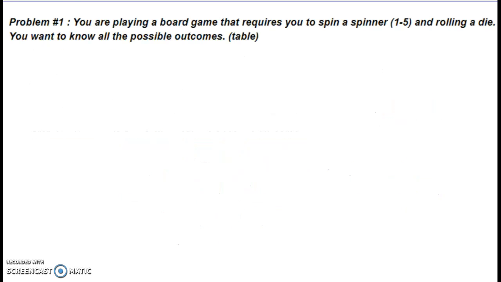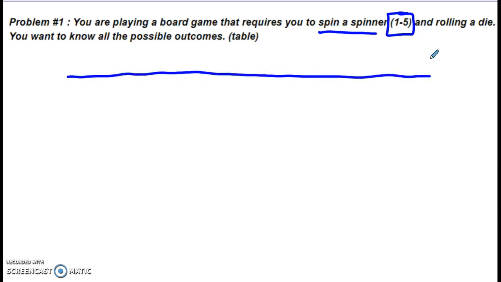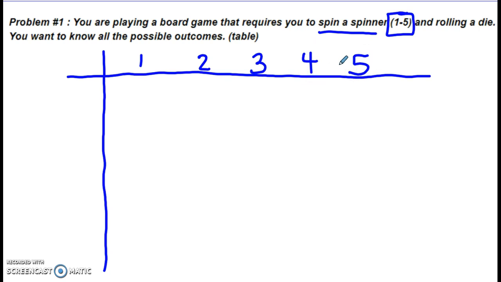is you are playing a board game that requires you to spin a spinner that's labeled 1 through 5, and then roll a die. You want to know all the possible outcomes, so we're going to make a table. So again, our first step is going to be to start with whatever the first event is. In this case, we're spinning a spinner. So I'm going to create a list across the top of my page of the possible outcomes. So on event number 1, we could spin a 1, we could spin a 2, we could spin a 3, we could spin a 4, or we could spin a 5.